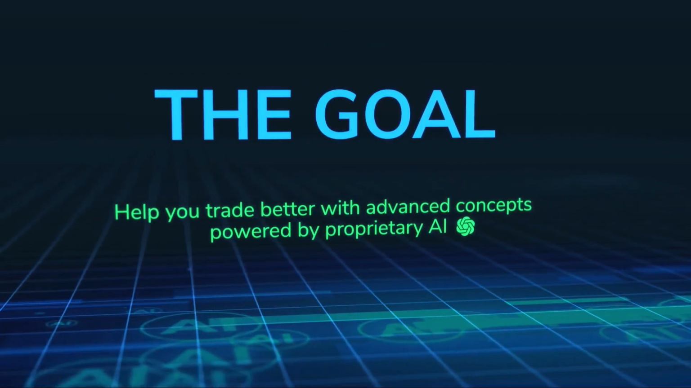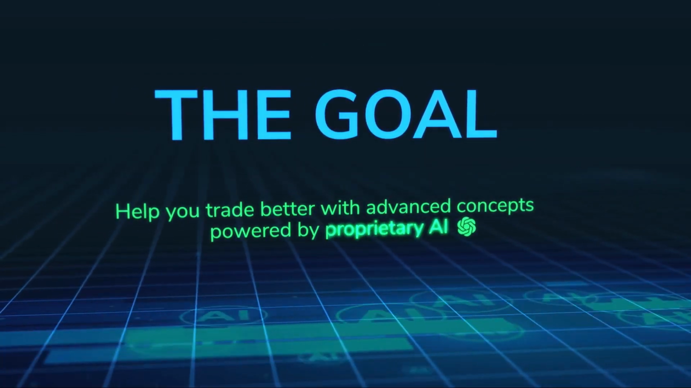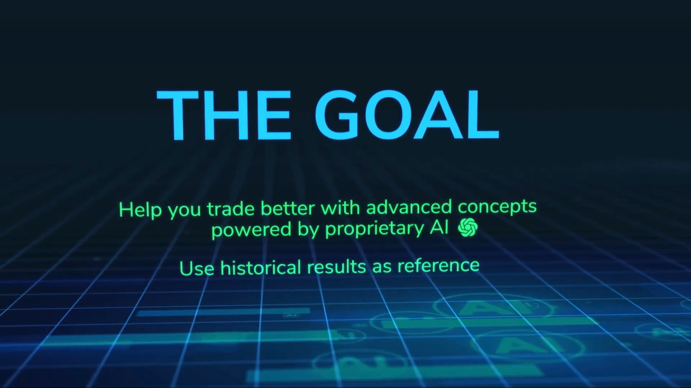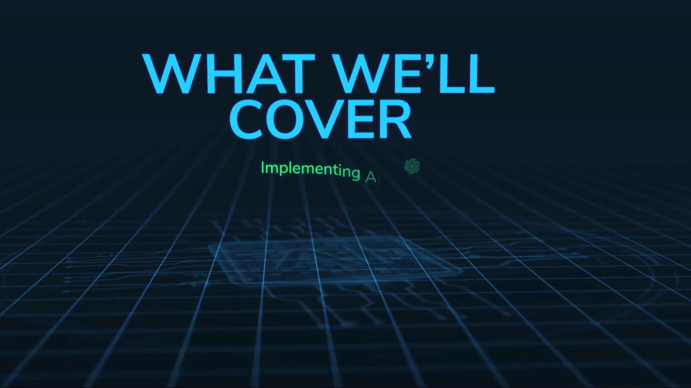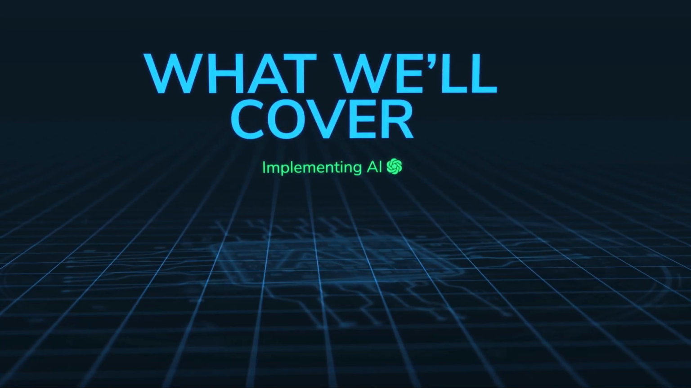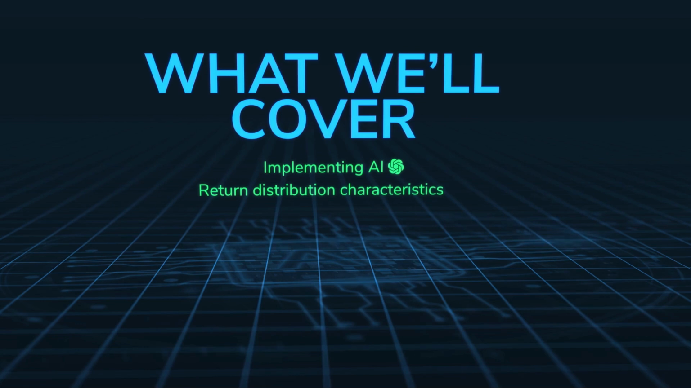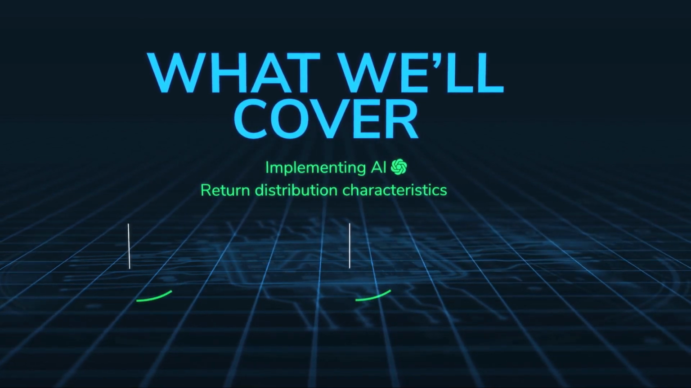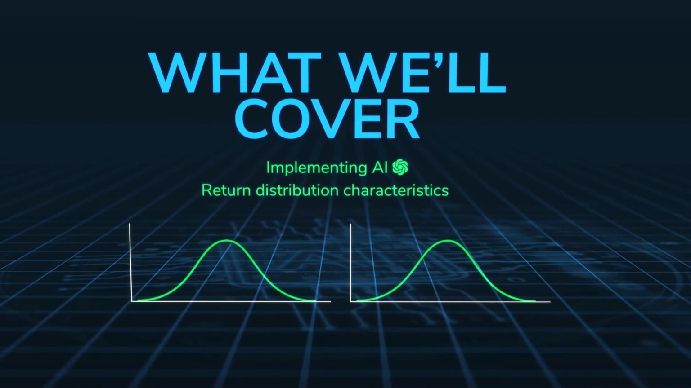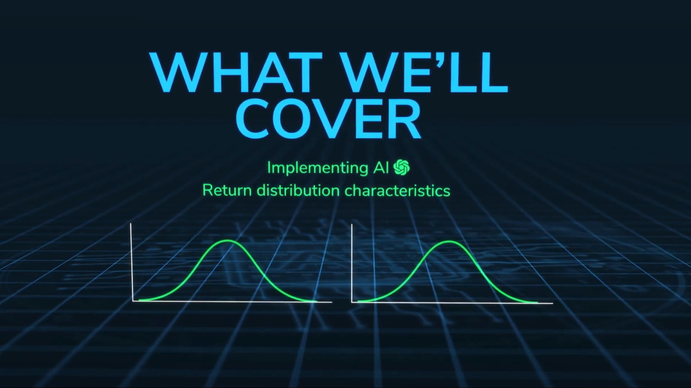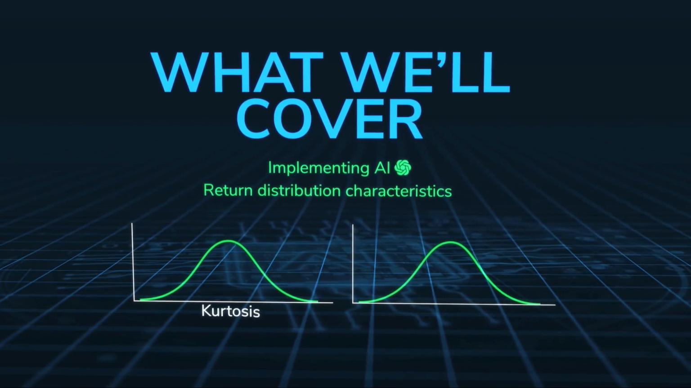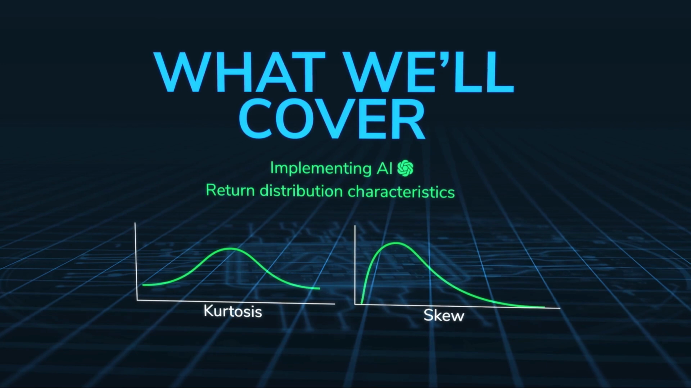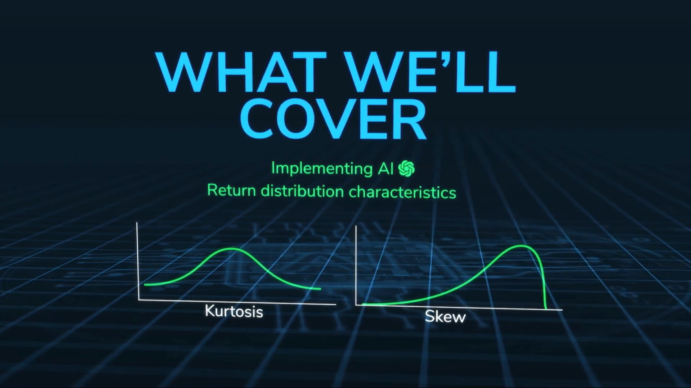Help you trade better by using advanced statistical concepts and implementing them directly into trading. We will use historical results. We're going to be implementing AI, several different types. We will talk about return distribution characteristics, designed for those who have no experience in statistics at all. That means specific use cases in return distribution characteristics, in particular something called kurtosis. You don't have to know what it is. Something called skew. You don't have to know what that is and why that matters.